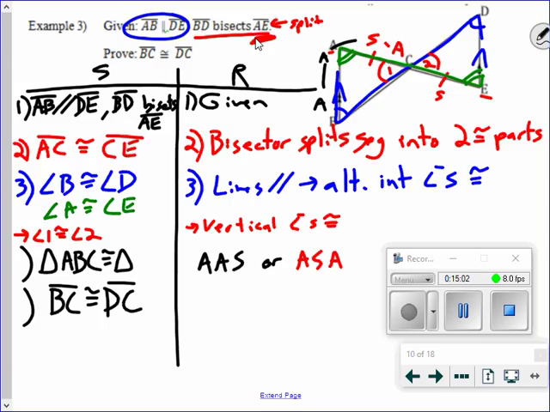But if I go A to B to C, I have to make sure that I'm using the proper order. So A corresponds with E, B corresponds with D, and C to C. All right, and then our final step, I'm not numbering anything depending if you use vertical or not, is CPCTC. Okay, that's a pretty standard proof right there.